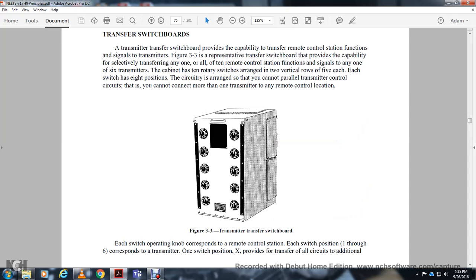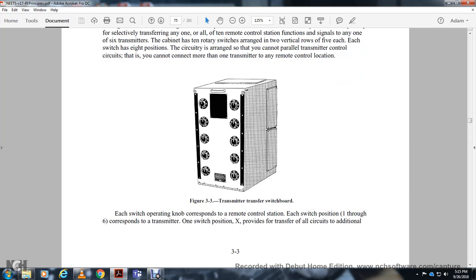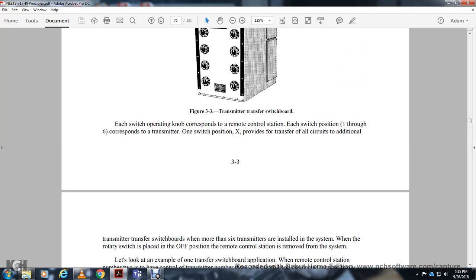Figure 3-3 shows the transmitter transfer switchboard. Each of the switchboard operating knobs corresponds with a remote control station. Each switch position, 1 through 6, corresponds to a transmitter. One switch position, X, is provided to transfer all the circuits to additional transmitters when more than 6 transmitters are installed in the system. When the rotary switch is placed in the off position, the remote control station is removed from the system.